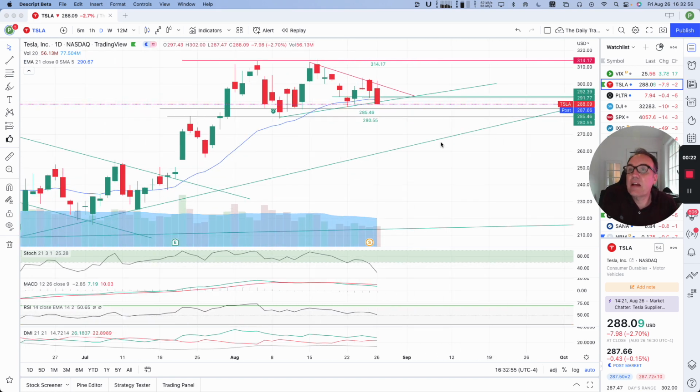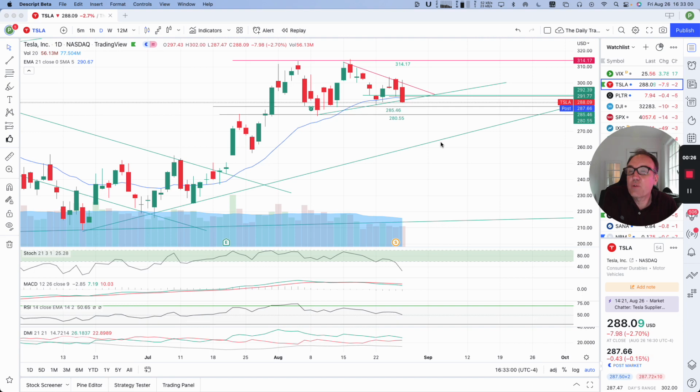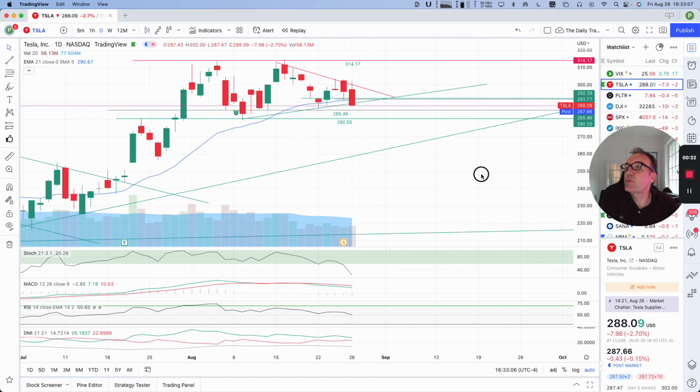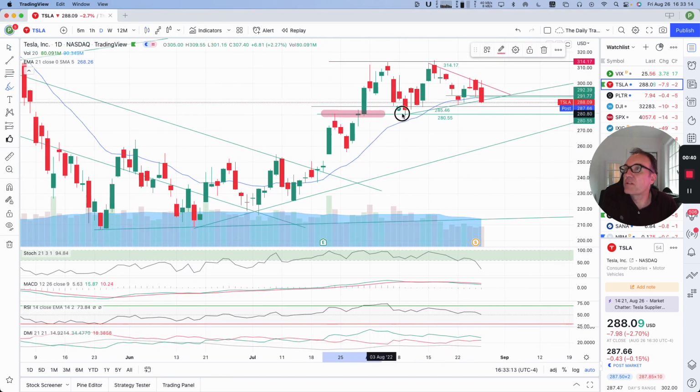So Tesla is down $7.98, 2.7%, closed at 288.09. Post-market, we are down by 43 cents. So let's look at what we have here on the chart. The congestion zone is still intact. We are still in the congestion zone.